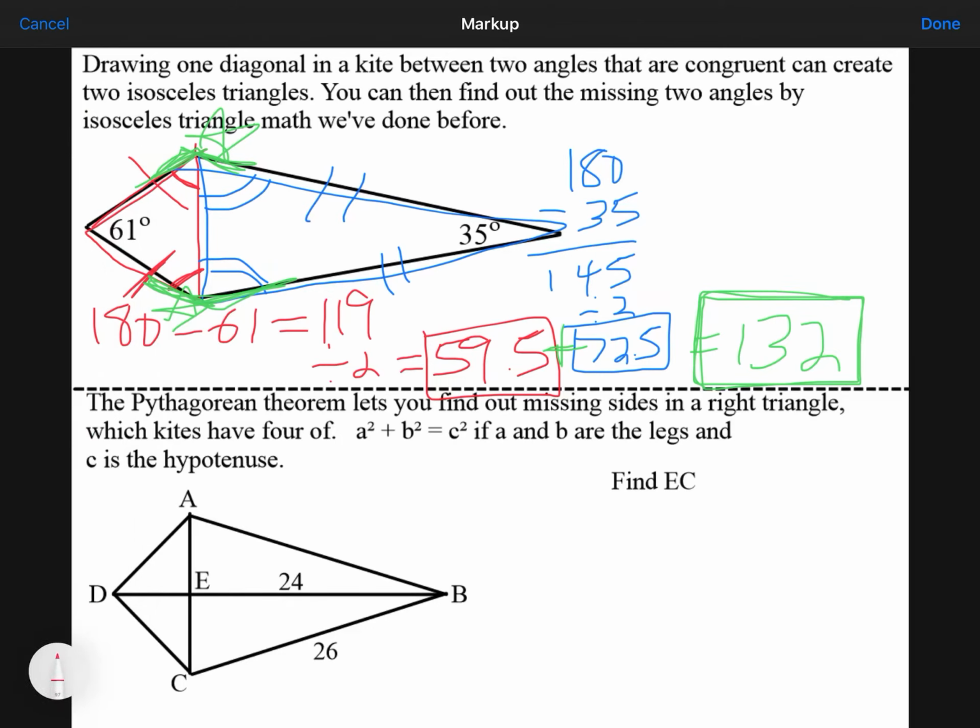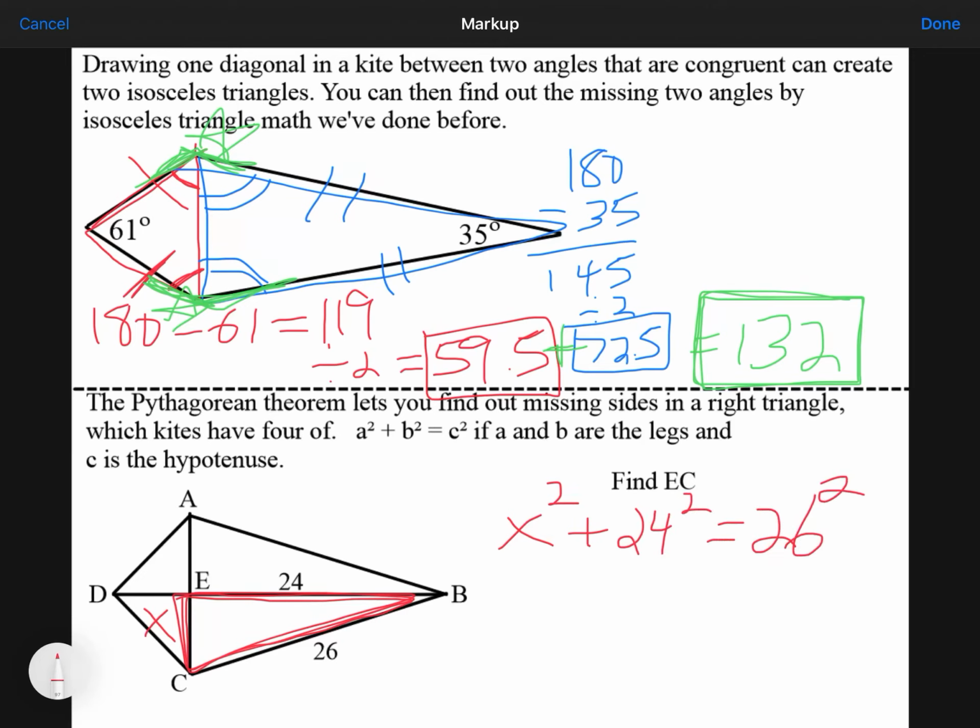Lastly, that will be your IXL through a score of about 80. And then to get from an 80 to a 90, all you're going to do is do a few Pythagorean theorem problems. In a kite, you create 4 right triangles. Any of those triangles can use the Pythagorean theorem. A squared plus b squared equals c squared.